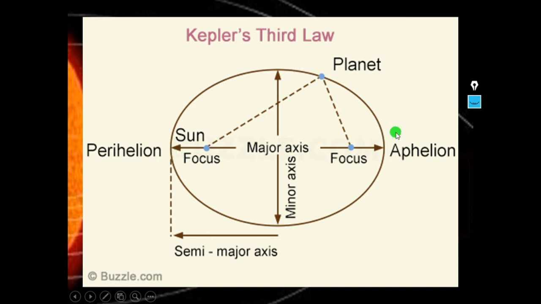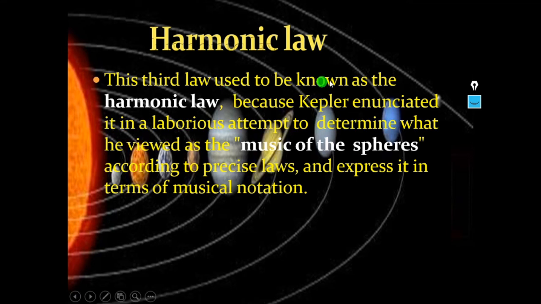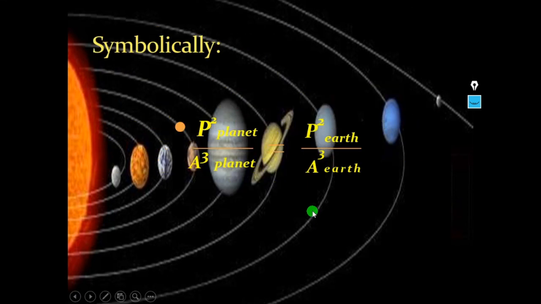Let us say this is the major axis and this is the minor axis, and the distance from the center of the ellipse to the perihelion point on one side is called the semi-major axis. This third law is also called the harmonic law, because Kepler enunciated it in a laborious attempt to determine what he viewed as the music of the spheres, according to precise laws, and express it in terms of musical notation. He also called it the music of the spheres, and tried to express the third law in terms of musical notation.